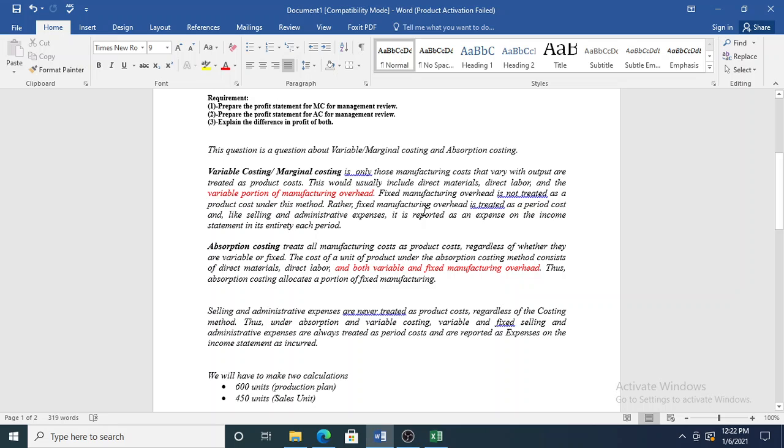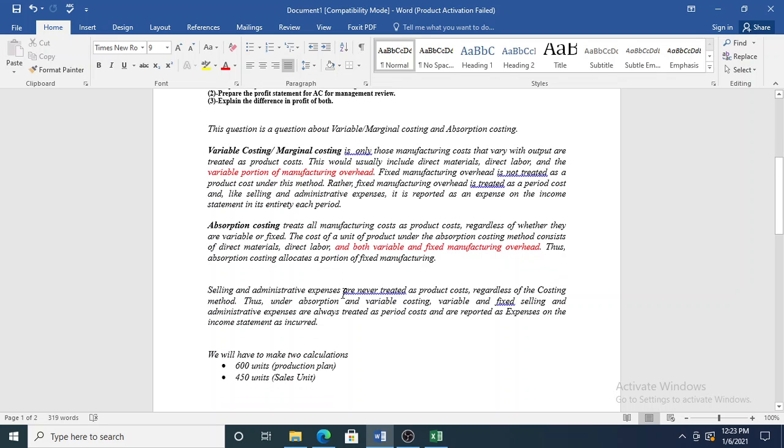Fixed manufacturing overhead is not treated as a product cost under this method. It is actually treated as an expense, in the period cost, not in the product cost. This is what variable costing is. And also selling and administrative expenses are treated in the period cost.